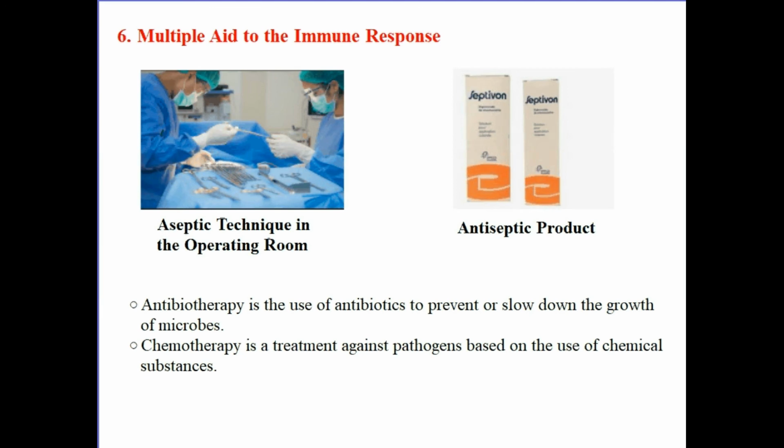Multiple aids to the immune response. Here we have several techniques that can help the immune response. First, we have the aseptic technique in the operating room. Aseptic technique is a preventive method that aims to prevent contamination by pathogenic microorganisms by sterilization of the surrounding external environment. Second, we have the use of antiseptic products. Antiseptic products are required to disinfect the wound on the skin and reduce the risk of infection. These products are available in pharmacies.